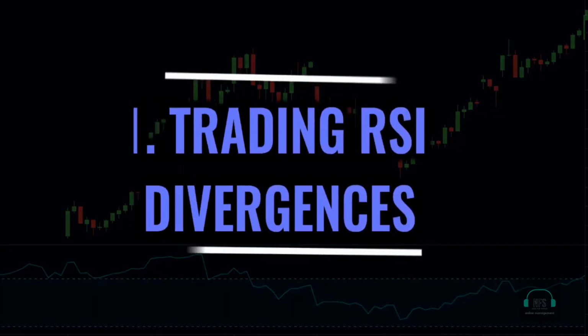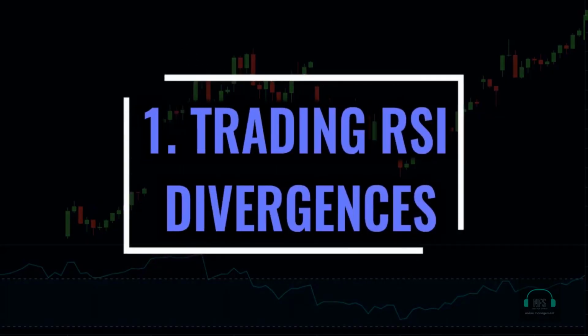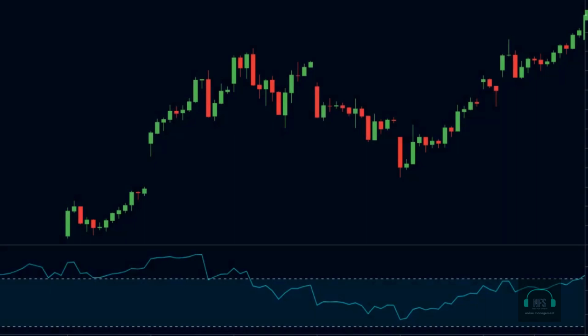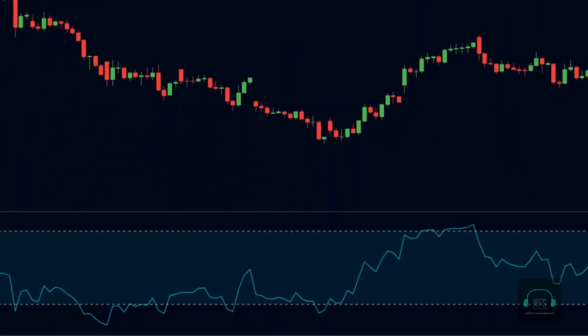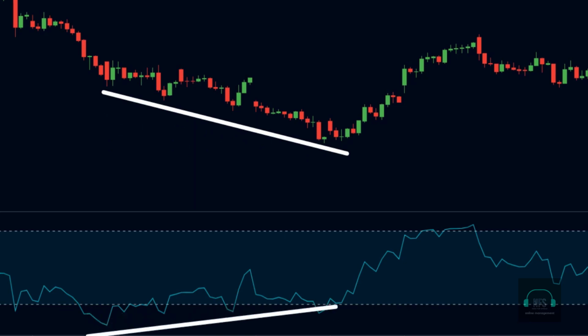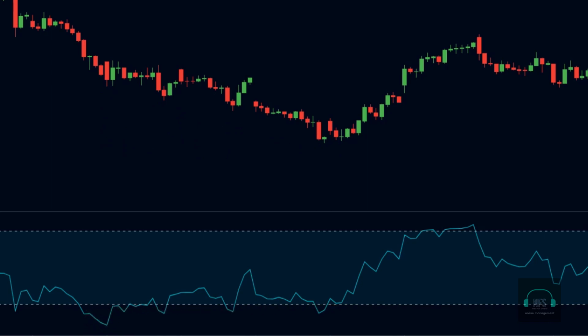Another way of using the RSI is for trading divergences. A bearish divergence occurs when the price makes a higher high, but at the same time, the RSI makes a lower high. Similarly, a bullish divergence occurs when the price makes a lower low, but the RSI makes a higher low. Divergences can be a very strong sign of reversal, but we need confirmation.